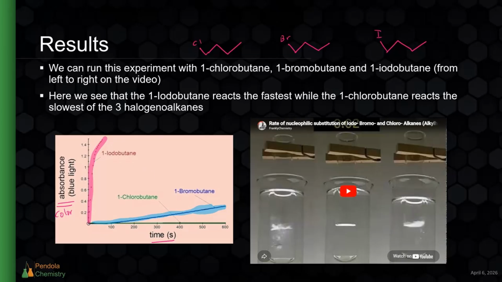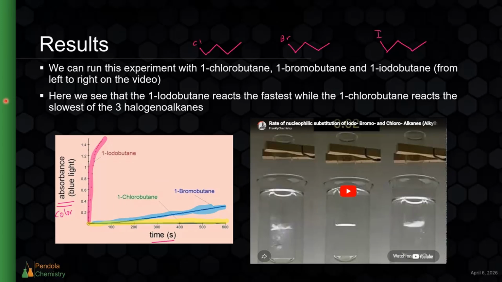And finally, if we use 1-chlorobutane, green here, that takes so long, it looks like a horizontal line. Why? Again, because the 1-iodobutane is going to react, or undergo hydrolysis, a lot faster than 1-bromobutane, which is even faster than 1-chlorobutane. So let's see that in real time. We're going to see a visual of this reaction happening here in the video.